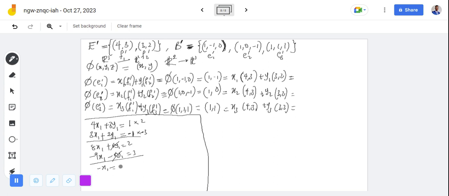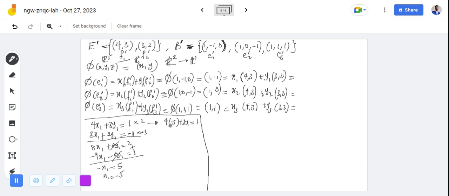Okay. This is 2 plus, now I'm adding the 2. 2 plus 3, that's 5. So x1 is minus 5. So if x1 is minus 5, you know what to do. I have 4 times minus 5 here. 4 times x1, where x1 is minus 5, then plus 3y1 is equal to 1.